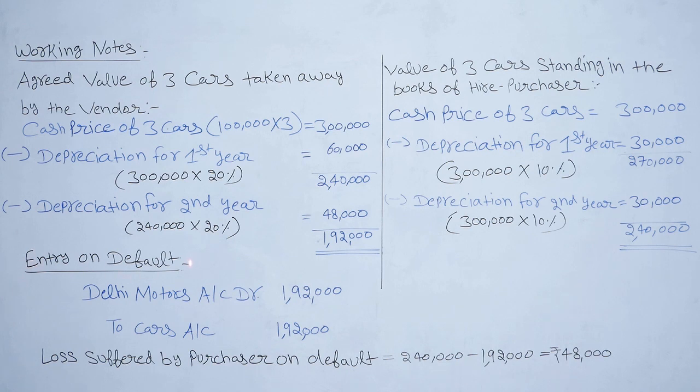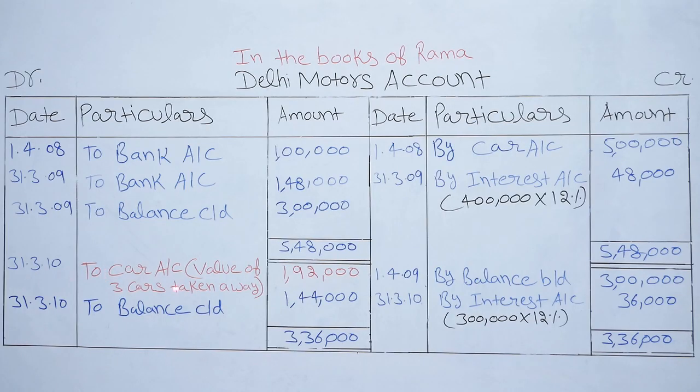An entry on default will be Delhi Motors account debit to cars account 1,92,000. 31st March 2010, to car account, value of 3 cars taken away 1,92,000. 31st March 2010, to balance carried down 1,44,000.